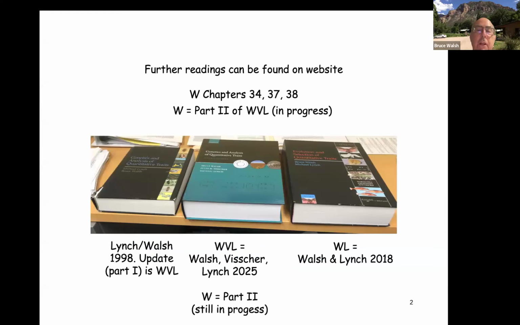In particular, again, this is a slide we've had before. What you have now are chapters 34, 37, and 38. Those actually are not yet published in any book. Those are chapters going to come out of the second part. So Walsh, Fisher, Lynch, 2025 is the first part of the revision of this. The second part will have these, and these are on multi-trait selection, index selection theory, and index selection applications. And these have a huge amount of material in them.